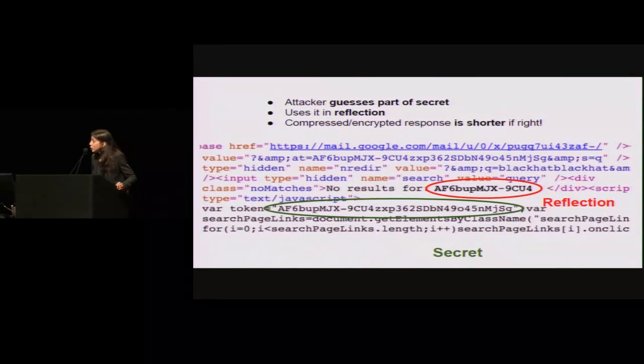And by using the part of the secret the attacker already knows, they can decrypt the rest of the secret byte by byte. So let's say that the attacker already knows the secret up to the capital U and wants to decrypt the 4 here. When the attacker puts the 4 in the reflection, this will result in a shorter response than if he tried another letter.